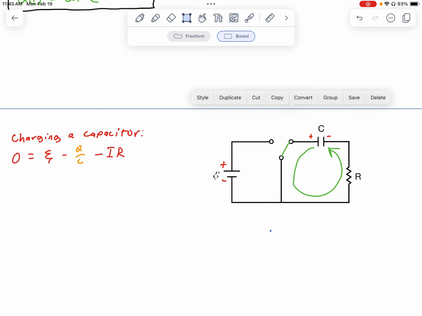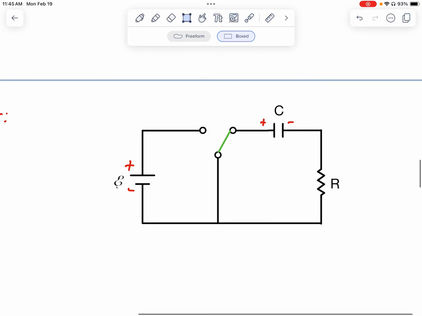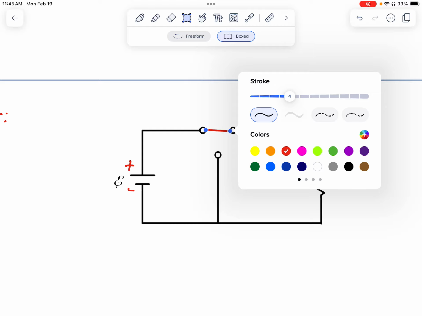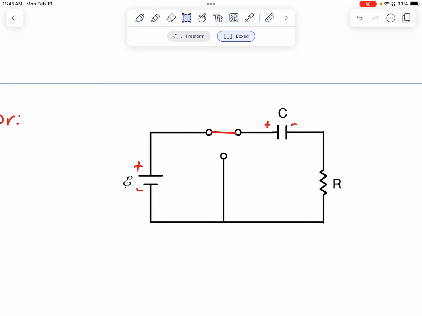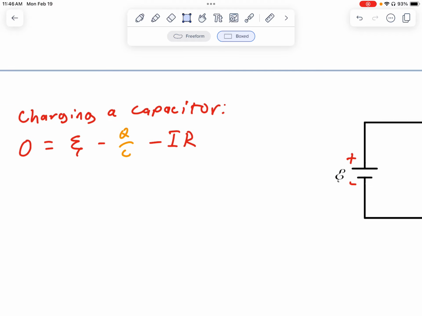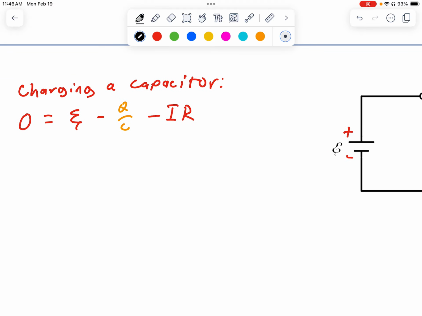Okay, so let's go back to that initial condition we were talking about where we had the switch like this. So now we're going to charge up the capacitor. All right, so we're starting fresh. Okay, like this. All right, so again, this equation that I've got written over here is just Kirchhoff's voltage law.